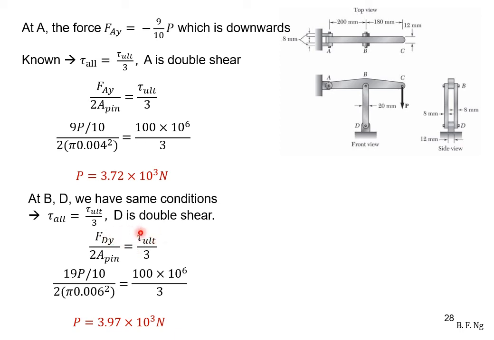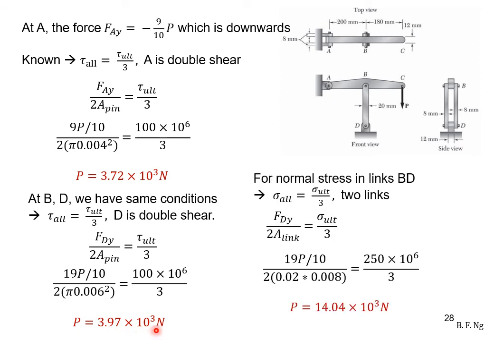As such, using the same equation, Dy over 2A equals the ultimate stress divided by the factor of safety. We substitute in the expression we found previously for Dy, which is 19P over 10, and subsequently solve it, and we find that P equals 3.97 times 10 to the power 3 newtons.